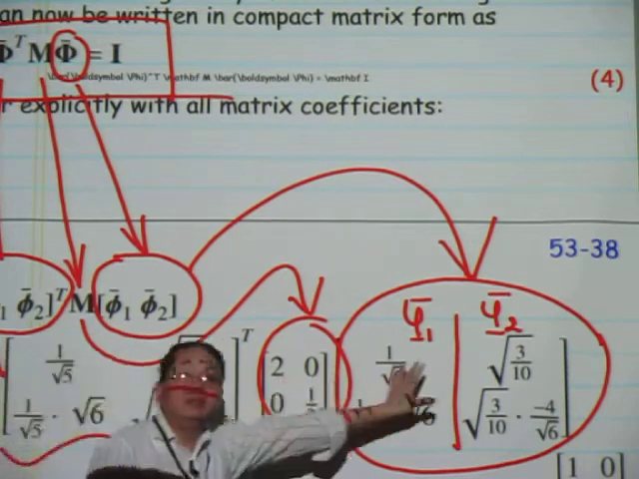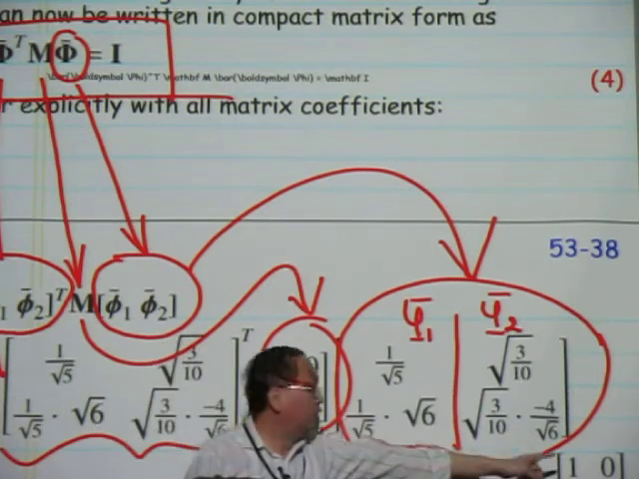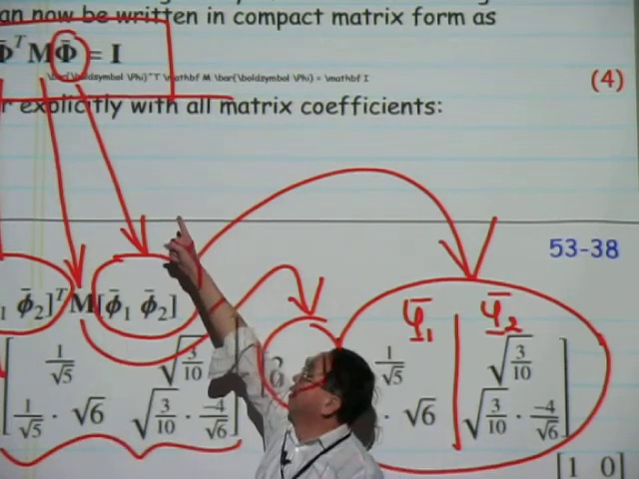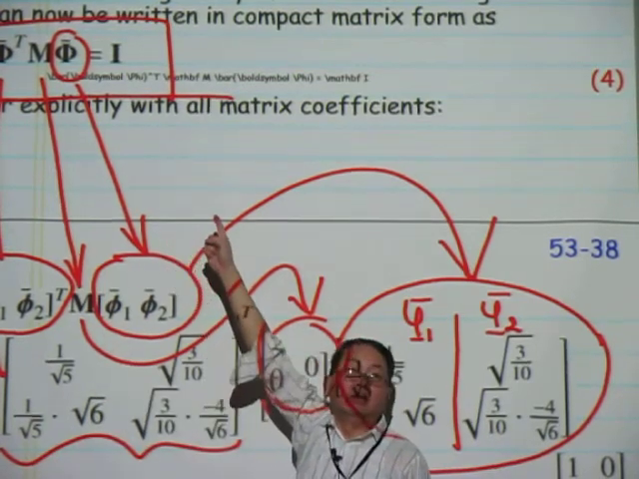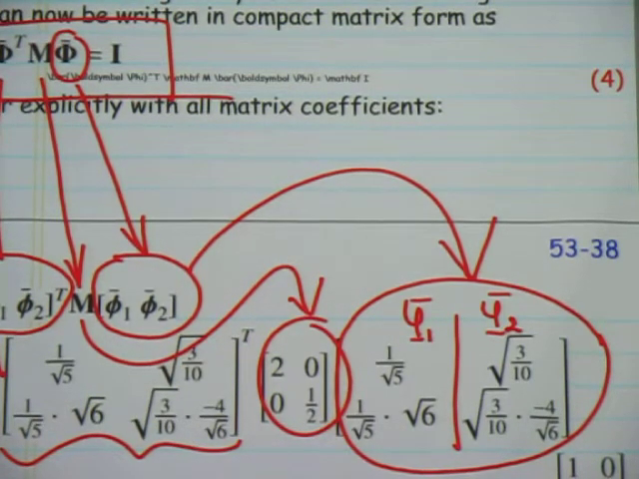And if you work out the details, and please do that as an exercise, you should find an identity matrix, okay, which confirms the matrix relation. Okay. If you have any questions, please do ask.